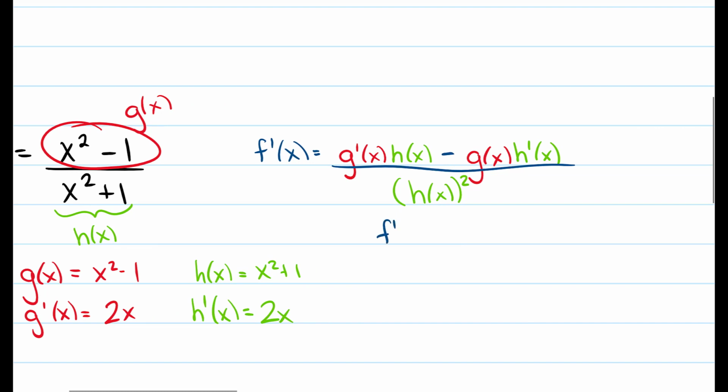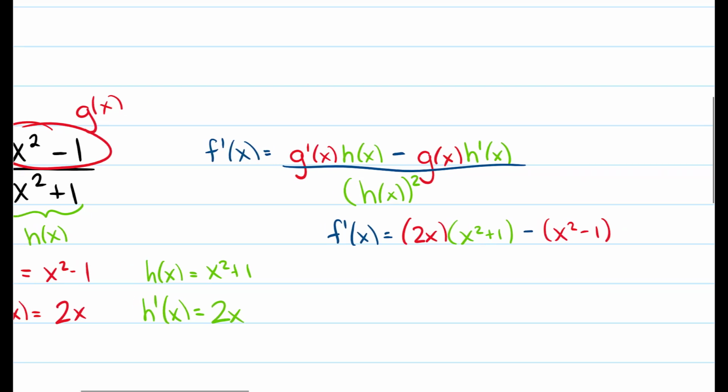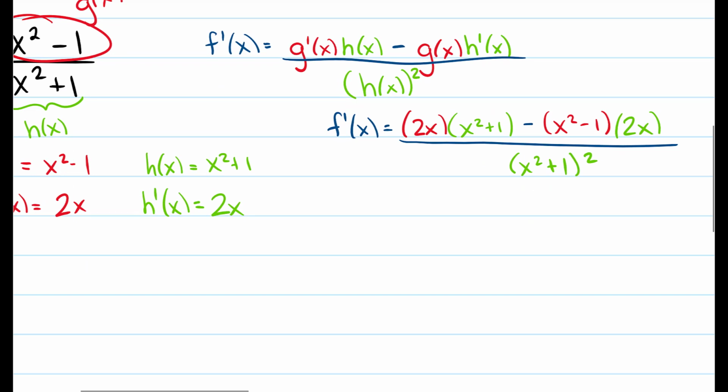So I get f prime of x is equal to the derivative of g, which is 2x, times h of x, which is x squared plus 1, minus g of x, which was x squared minus 1, times h prime of x, which is also 2x, all divided by h of x squared. So x squared plus 1 squared. And so now I just need to do some simplifying.